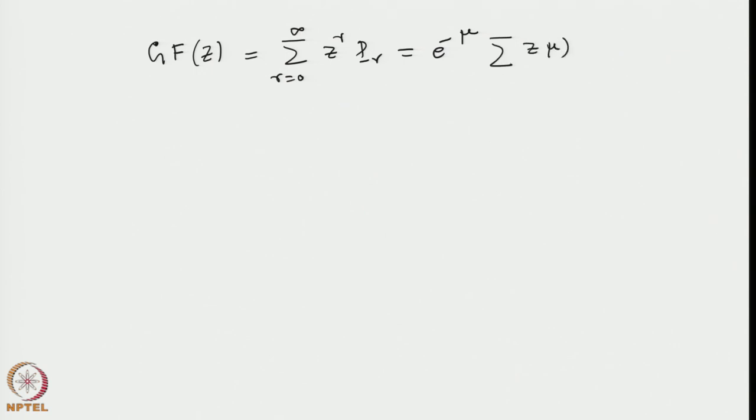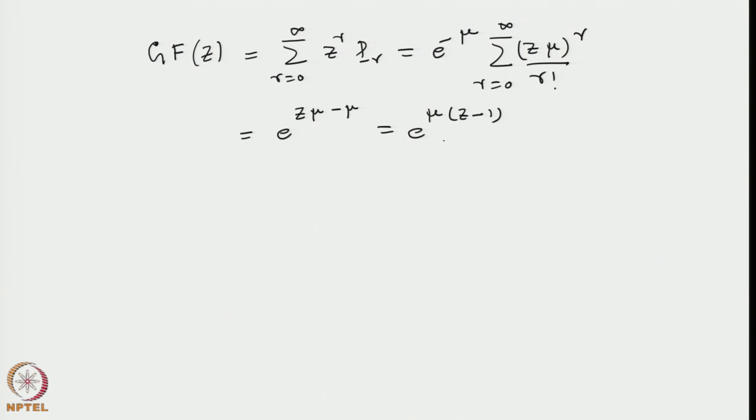Similarly, we can construct a generating function for Poisson distribution. The generating function, since it is discrete, we will use the z variable. That will be given by definition, the sum of z to the power r P r, r equal to 0 to infinity, which will be e to the power minus mu standing out, and it will be the sum of z mu to the power r by r factorial, which will be e to the power z mu minus mu, or e to the power mu into z minus 1.